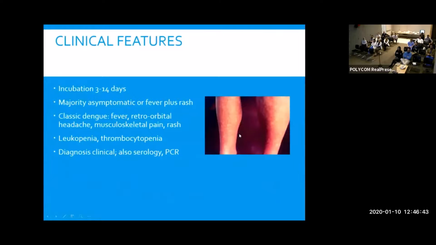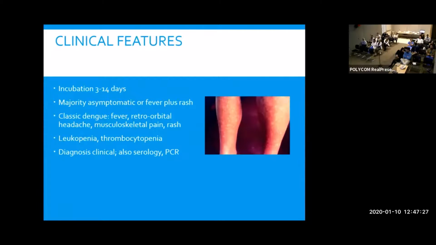So the incubation period, again, is short, 3 to 14 days. Many patients are asymptomatic, and we've sometimes even found it incidentally. But they end up getting fevers and a rash. Another thing is they talk about a retroorbital headache, severe headache. I've never seen a dengue patient that has not had a severe headache. But there's the classic dengue, where you have the fever, this retroorbital headache, musculoskeletal pain, and this rash, which can manifest in different forms.